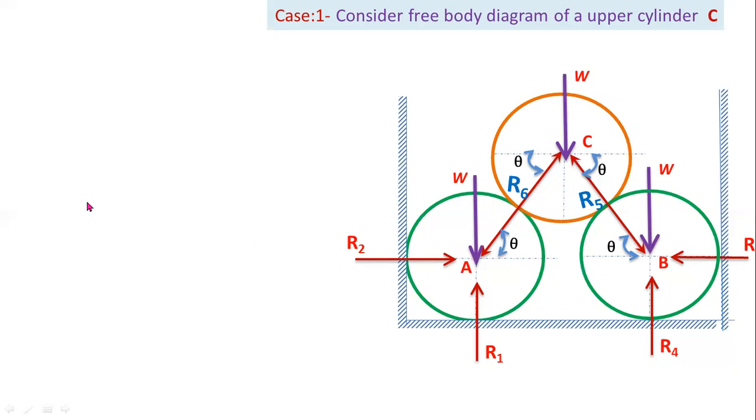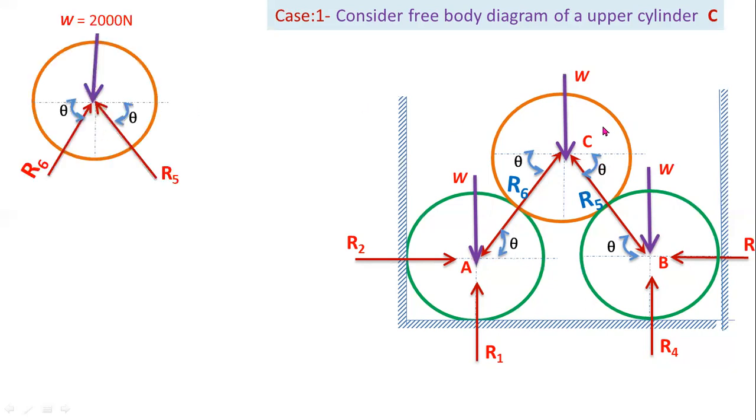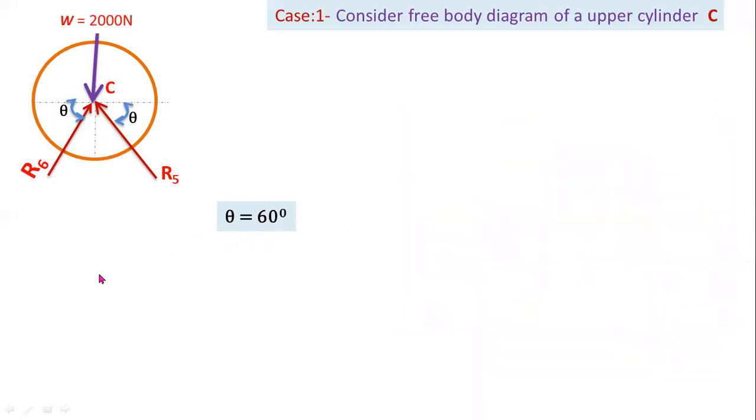So from the top cylinder, you have to consider these 3 forces as this. Here I consider this cylinder C, the free body diagram of cylinder C. From this cylinder, you can observe theta. Theta is the angle of inclination of the reaction forces R6 and R5. Theta equal to 60 degrees. Now you have to convert these 3 forces like this.